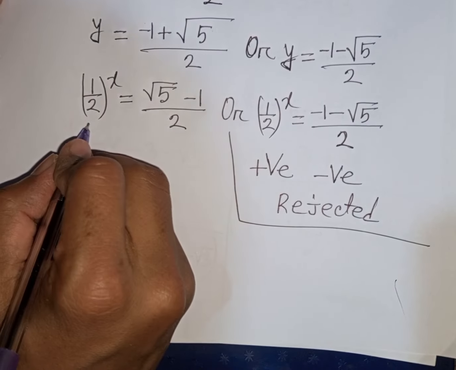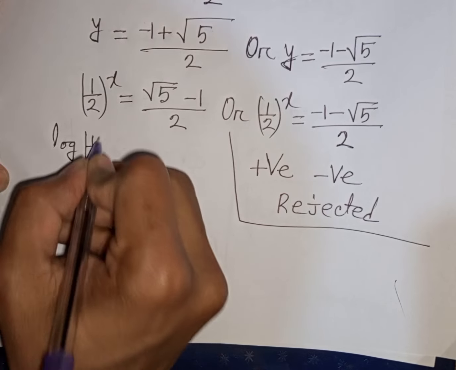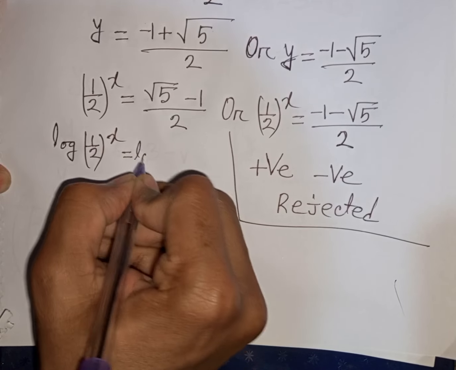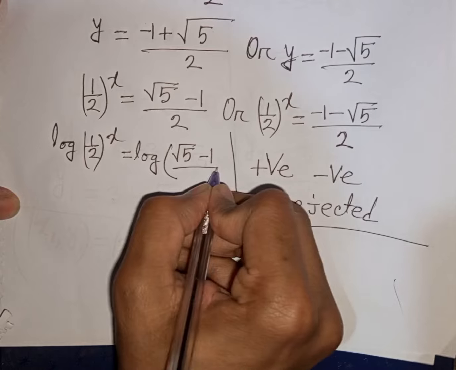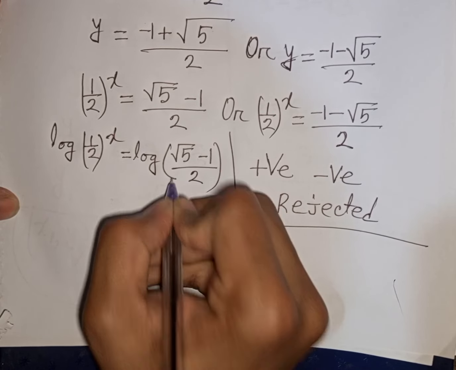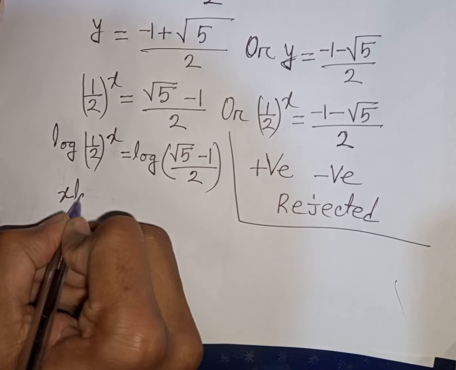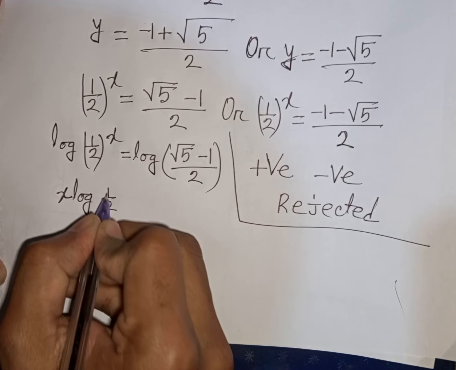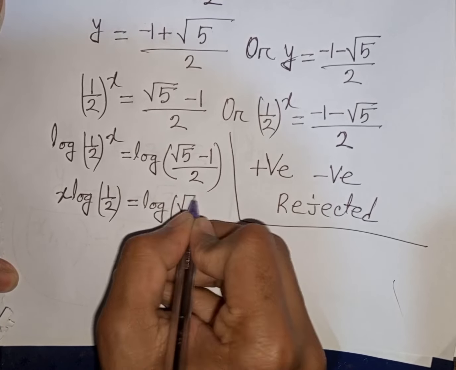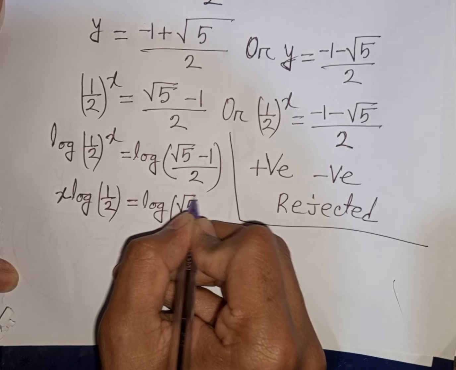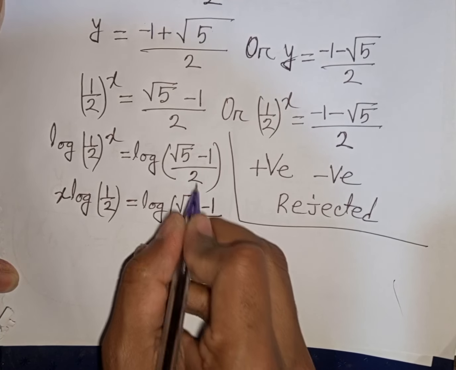Now from here we apply log on both sides, so you can write here log of 1 by 2 bracket power x is equal to log of a square root of 5 minus 1 divided by 2. Now this power x will move to the front, so you can write here x log 1 by 2 is equal to log of a square root of 5 minus 1 divided by 2.